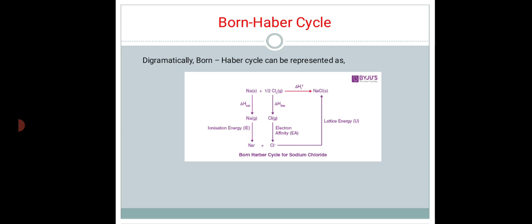These three terms are very important from the point of view of examination. First is ionization energy, second one electron affinity, and third one lattice energy. Their definitions are very important. The Born-Haber cycle is derived by the German scientists Max Born and Fritz Haber. Both are German scientists.